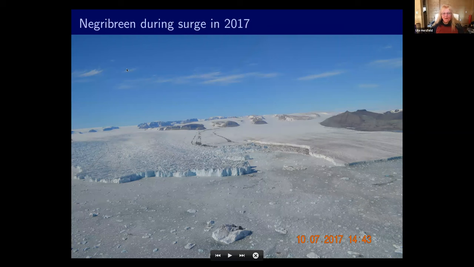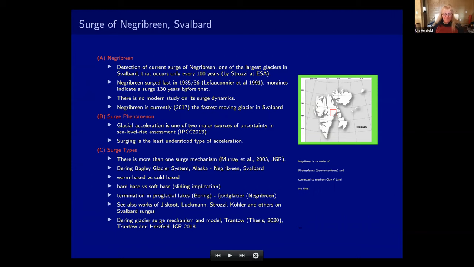The interesting thing about the surge of the Negribreen glacier system is it's one of the largest glacier systems in Svalbard, and the surge occurs only every 86 years. It was found by Strozzi looking at Sentinel data. It last surged in 1935, so low-hanging fruit here, because there is no modern analysis of the surge dynamics, nothing that actually uses satellite data or anything the like.